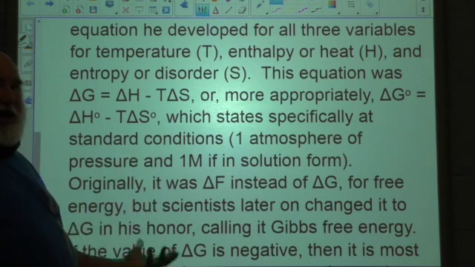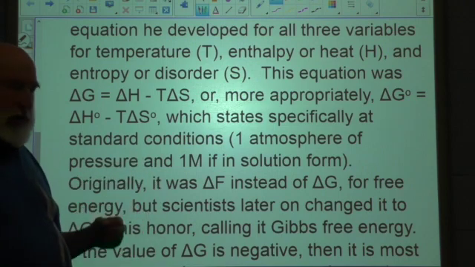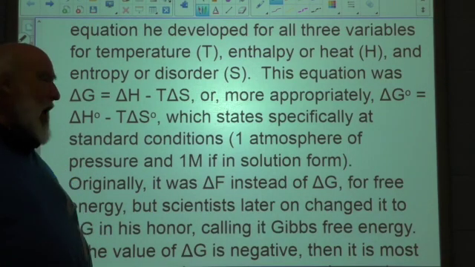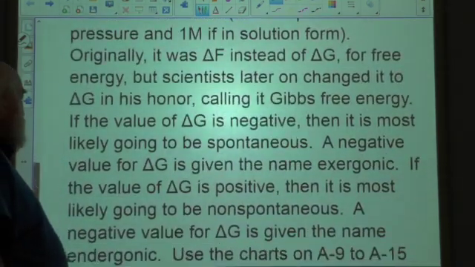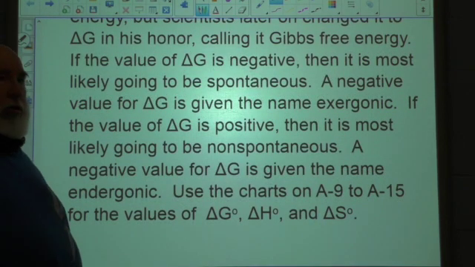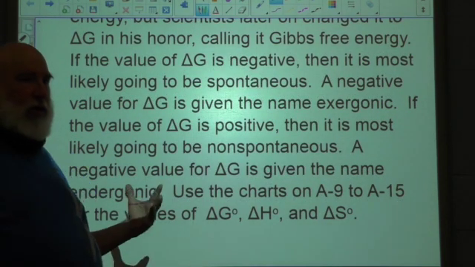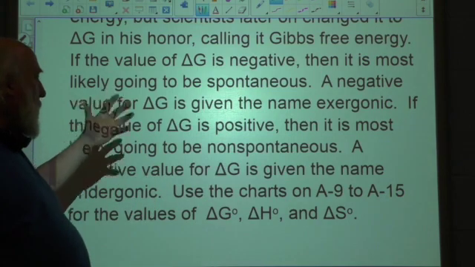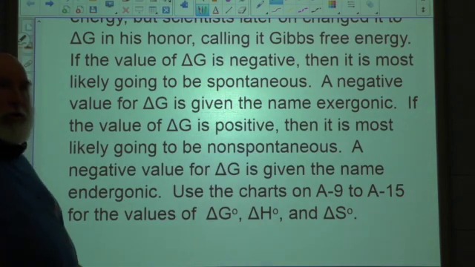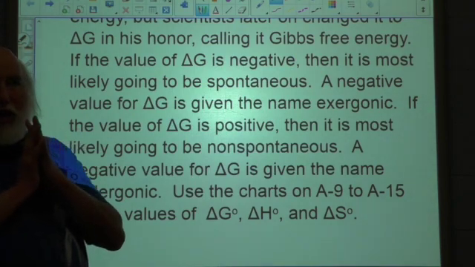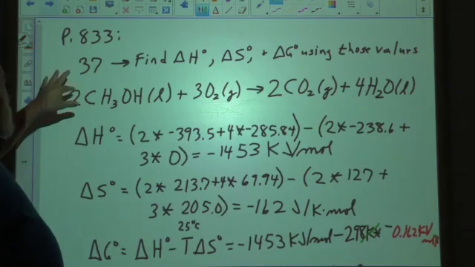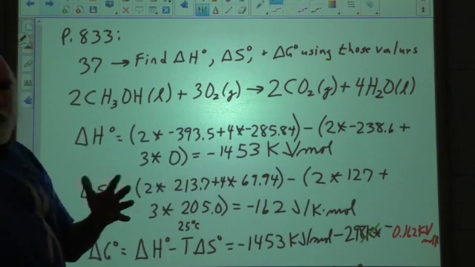If the delta G is negative, it's considered to be spontaneous. The word for that is exergonic. If it's positive, it is non-spontaneous, and the word for that is endergonic. And so we're going to look at examples of problems involving how to use that equation, or just using the delta G. So let's open up our books to pages A9 through A15, as well as the problem on page A33. We'll be referring back and forth.